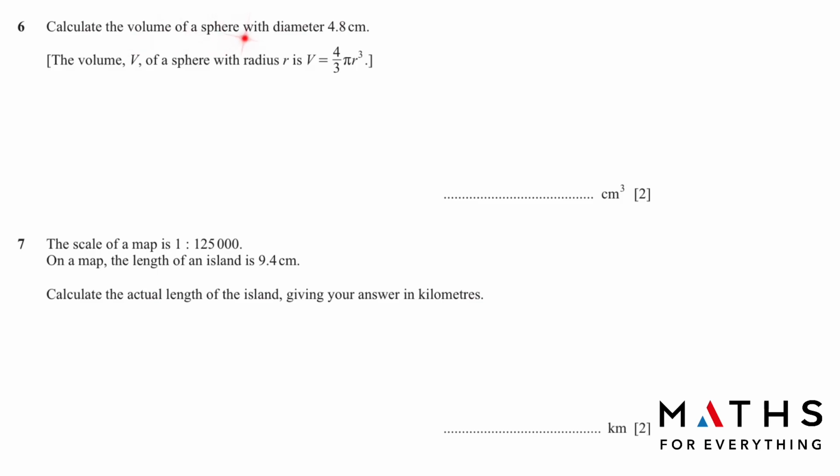Next question, calculate the volume of a sphere with diameter 4.8 centimeter. The formula also has been given to us, but we need the radius. To find the radius, we divide the diameter by 2. It will give us 2.4. Now we just have to replace the r with 2.4 to the power of 3. And we will get the answer 57.9.